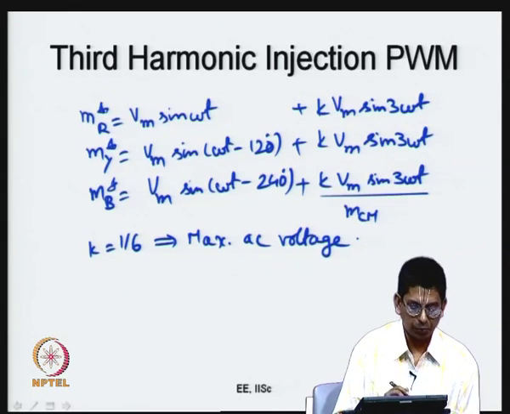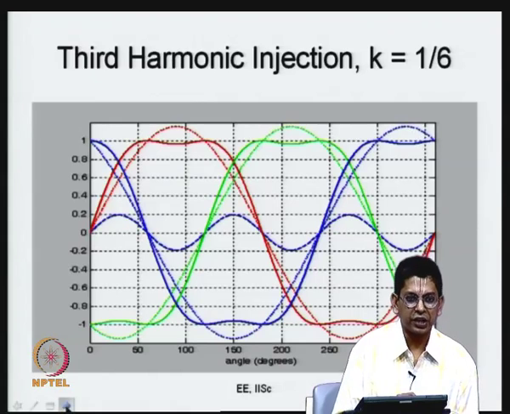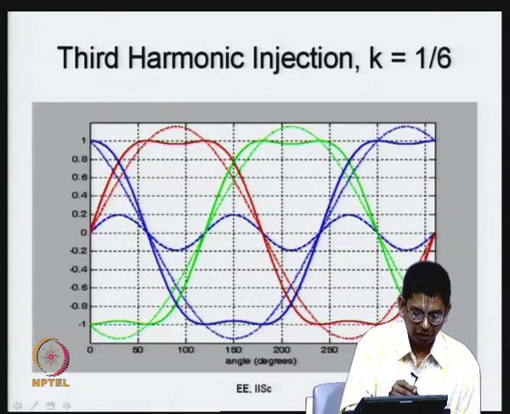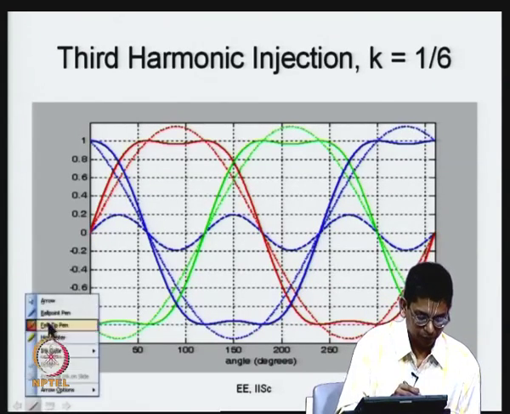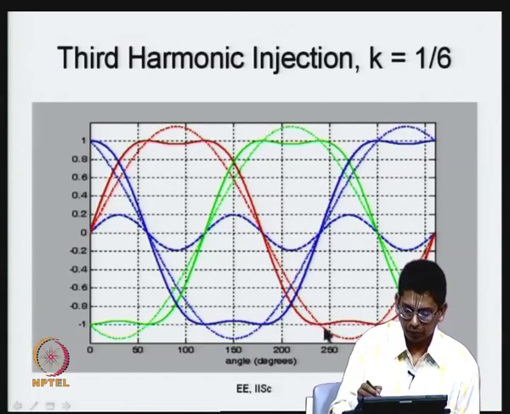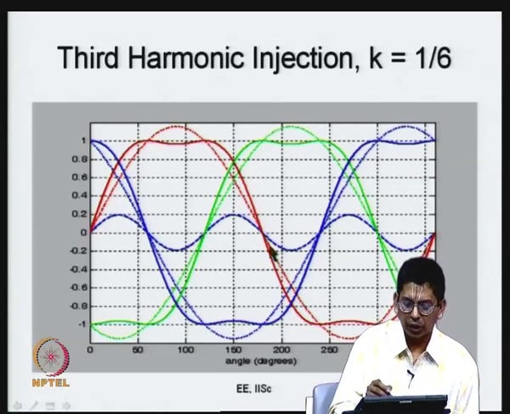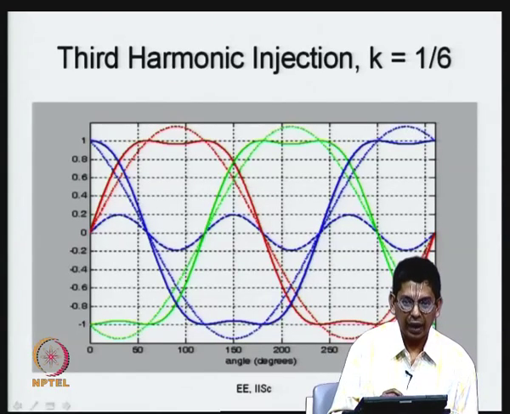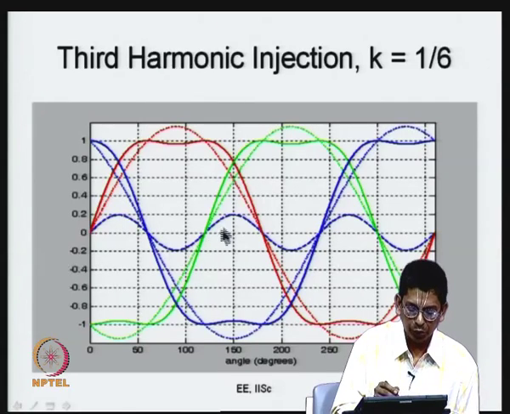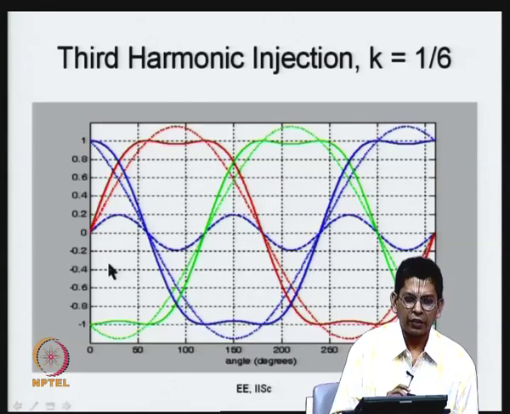I have this with me, I can show this to you. So, this is k equal to 1 by 6. What I have here is the original sine wave, the red dotted line, which I have drawn for m equal to 2 by root 3, that is 2 by root 3 times V peak. 2 by root 3 is roughly 1.15. With that, when I add a 1/6 amplitude third harmonic component, it is like this. So, this amplitude is 1.15 divided by 6, which is a little lower than 0.2.